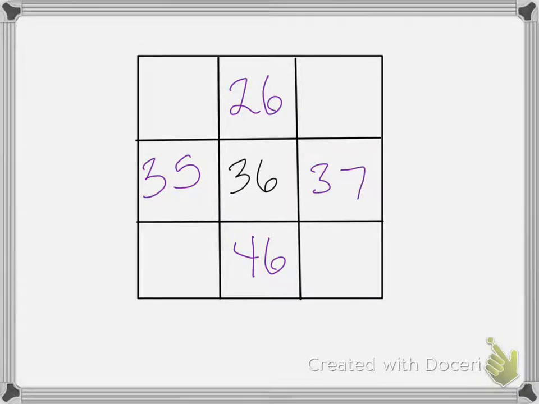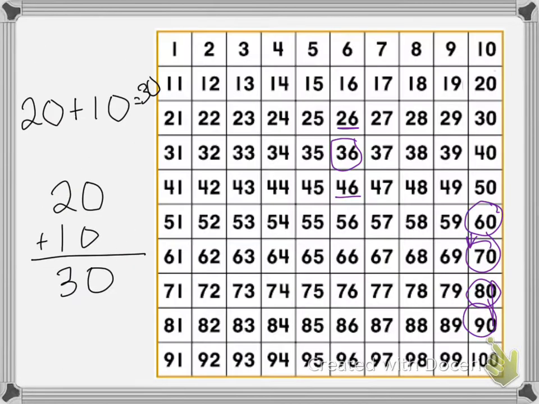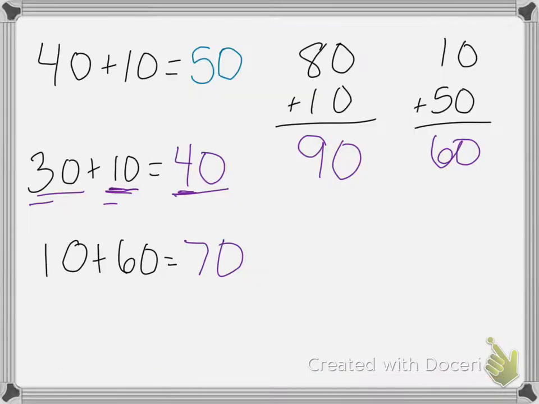Okay, so we still have some missing numbers here. So I can think, well, what is one spot above 35? I know that one spot above 35 is 25, and one spot below 35 is 45. And I can double check on my chart. Here's 35, above it is 25, and below it is 45.